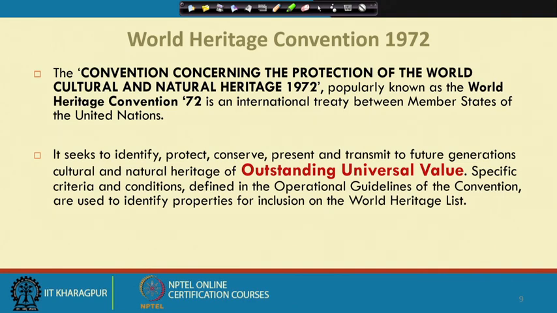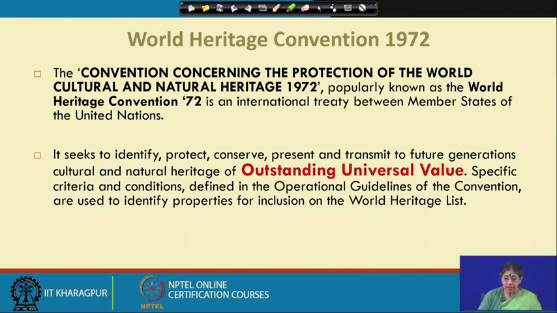So, what it does? It seeks to identify, protect, conserve, present and transmit to future generations the cultural and natural heritage of outstanding universal value, which is in short known as OUV, outstanding universal value. Specific criteria and conditions defined in the operational guidelines of the convention are used to identify properties for inclusion in the World Heritage List.